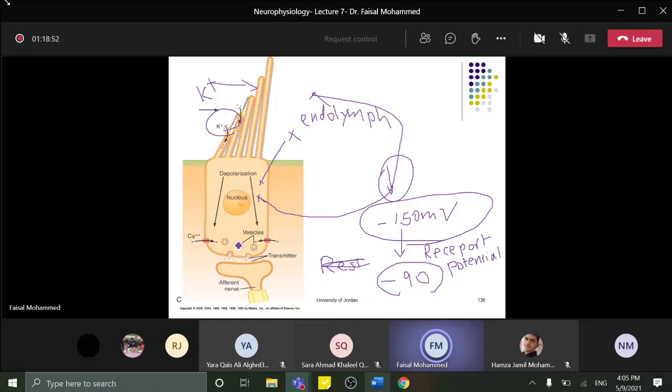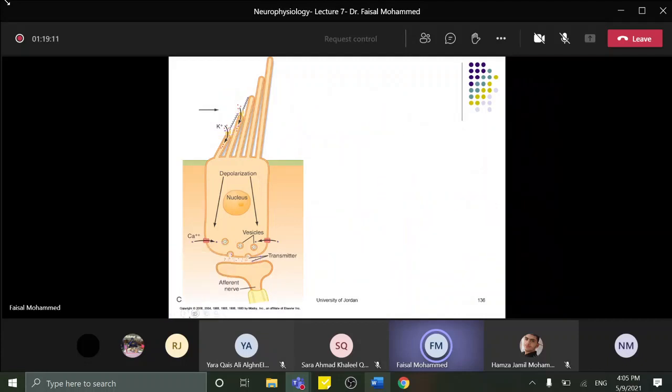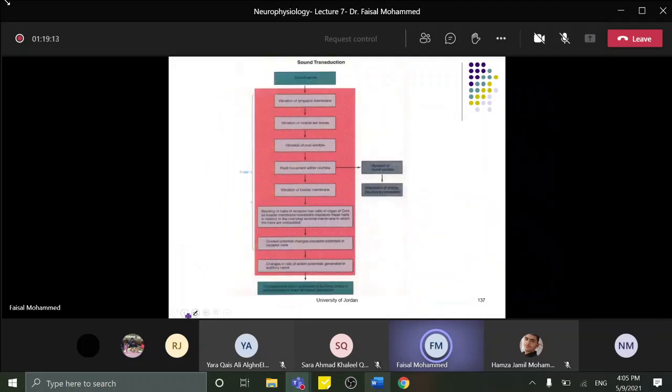The receptor potential causes release of the neurotransmitters. Okay? The neurotransmitters are released here and they will affect the afferent nerve fibers in the vestibulocochlear nerve. Okay? This is the process.